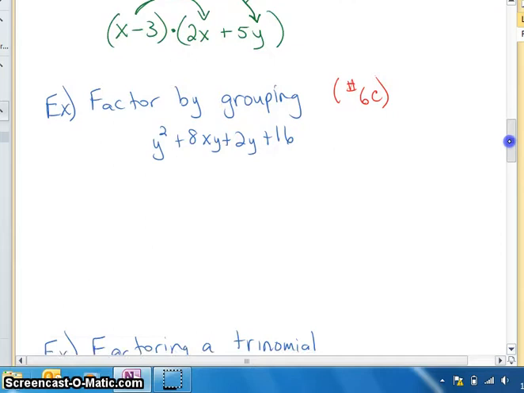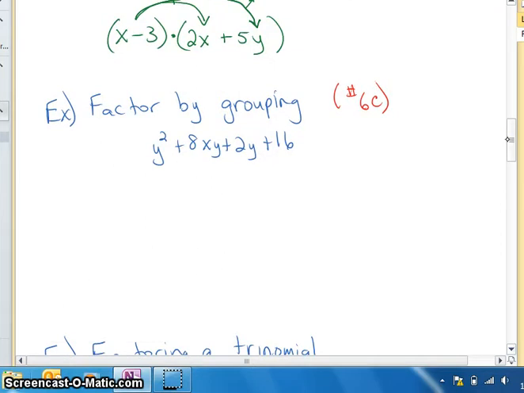What about 6C? So first, is there a greatest common factor? Is there something that all of these have in common? No, I can see straight away the y squared and the 16 have nothing in common. So there's not going to be a greatest common factor. So I'm thinking, well, maybe I can factor by grouping. I'm going to look at the first two terms, and then I'm going to look at the last two terms and see what do these have in common. What's the greatest common factor of y squared plus 8xy? That's just y. What's left is y plus 8x.